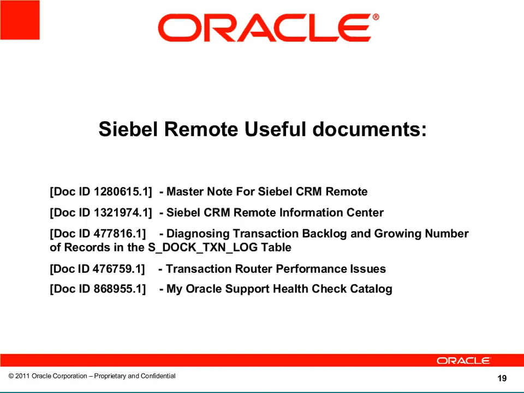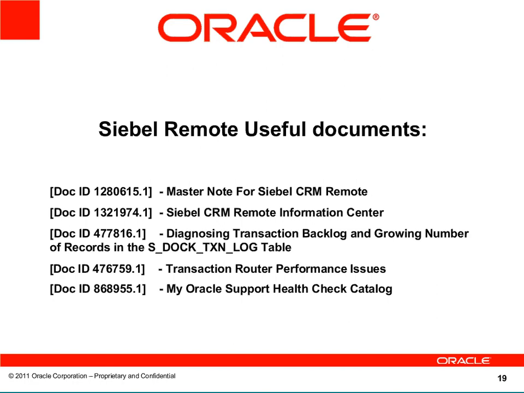Another good document to try to solve backlog and performance issues is the document called Diagnosing Transaction Backlog and Growing Number of Records in the master table. That is the table that contains all the changes made in the Siebel database server. It's a very good document to run direct SQL statements on the Siebel database server, to check how many mobile clients you have and how much data you need to route to mobile clients. It's a good start to see how your remote environment is working.